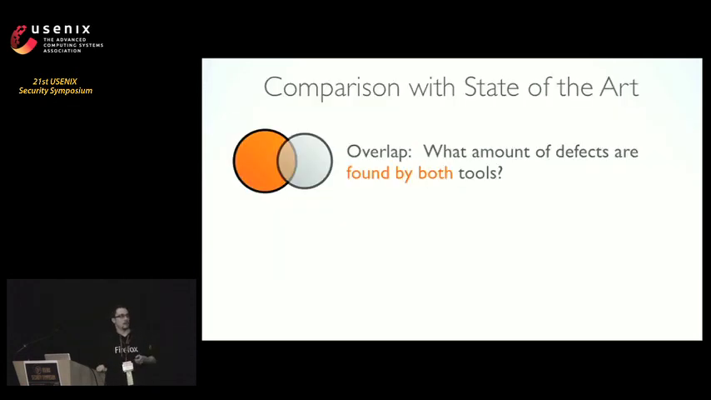Now, in order to compare with state of the art, the first thing that we want to look at is the overlap. So what amount of defects are found by both tools? So you would expect that the overlap is not zero. That would be kind of strange. But it would be good if the overlap was not 100%, because that would mean we can't find any new bugs that JS1Fuzz cannot find already, which would make the tool much less useful.